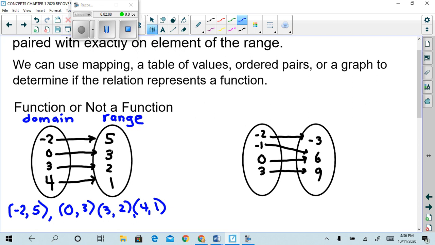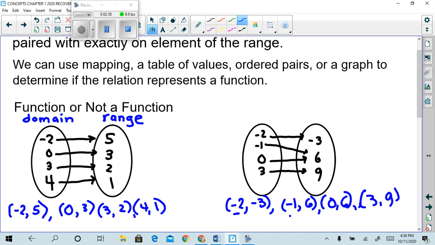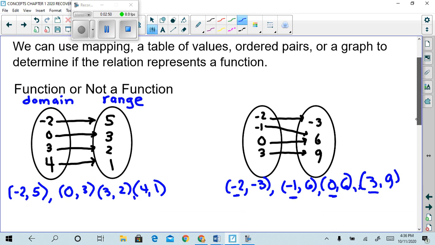And again, this first representation is my domain. The second is my range. If I write this out, I see that -2 is paired with -3. -1 is paired with 6. 0 is paired with 6. And 3 is paired with 9. I look at the -2, the -1, the 0, and the 3, which are my inputs or my domain, and they only have one output. They're not repeated. If they're repeated, then they must go to the same output. So far, these both represent functions.